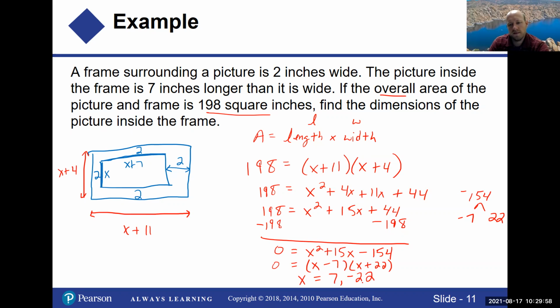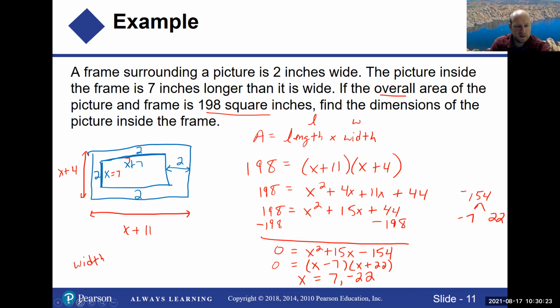Well, negative 22 doesn't make sense for X, because X is the width. And again, they wanted the dimensions of the picture inside. So we just found that X equals 7. So if this X is 7 right here, then the width is 7.